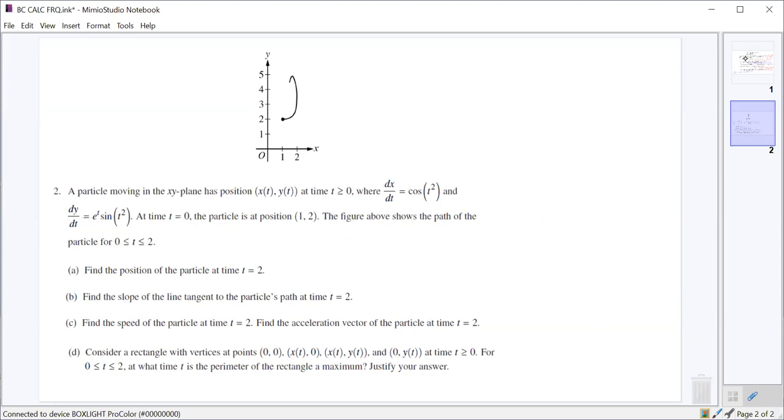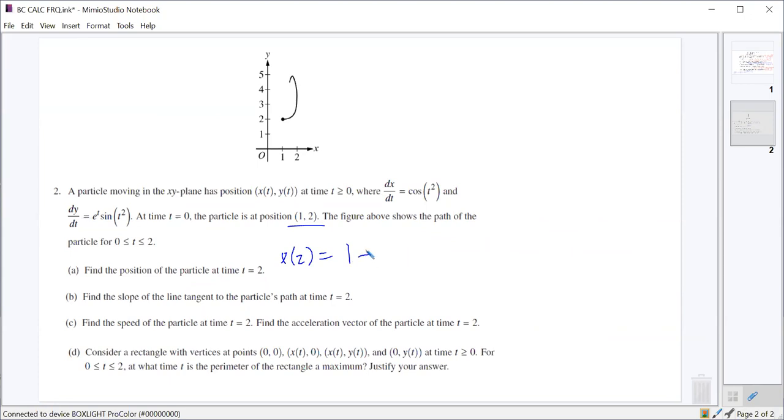That's great. So part A, we want to find the position of this particle at t equals 2. We're given dx/dt and dy/dt, where x and y are the position. So we're given the velocity vector essentially, or the velocity components of this particle. And then we're given an initial position of (1, 2) at t equals 0. We want to find the position at t equals 2. We just need to find the x at 2. What do we need to do?